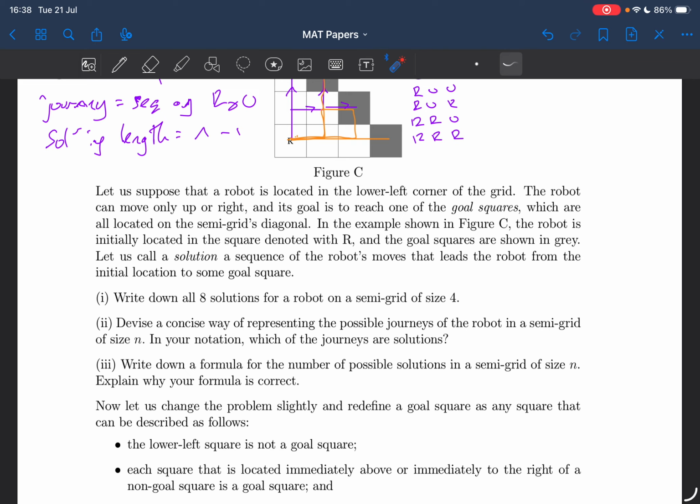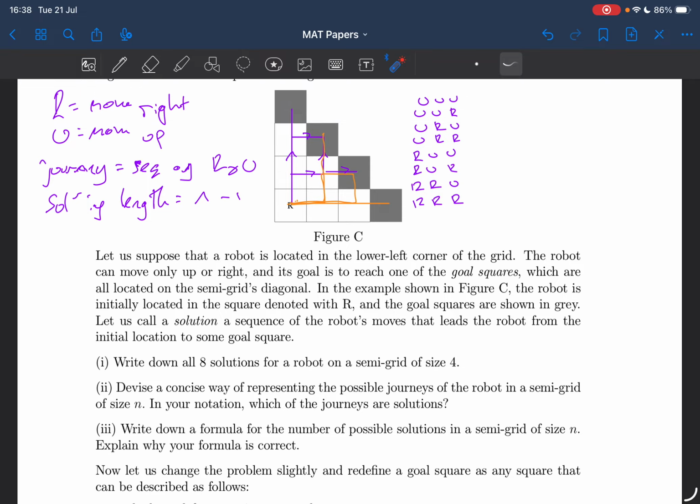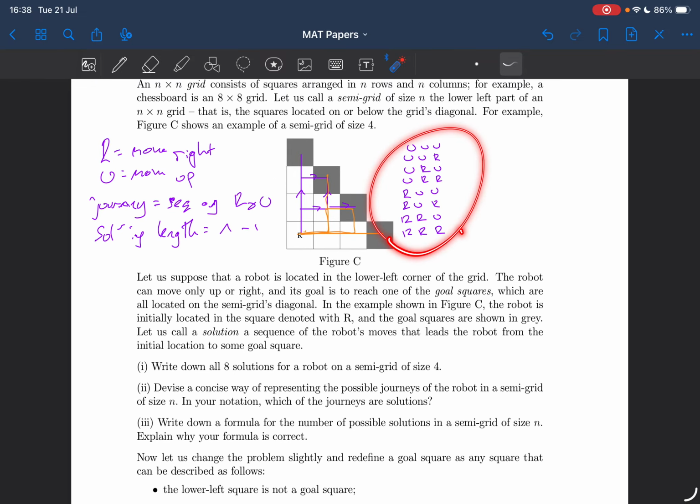So part 3 then. Write down a formula for the number of possible solutions in a semigrid of size n. Explain why your formula is correct. Well, it's just all the different ways we can order this, isn't it? So it should be 2 to the power of n minus 1.